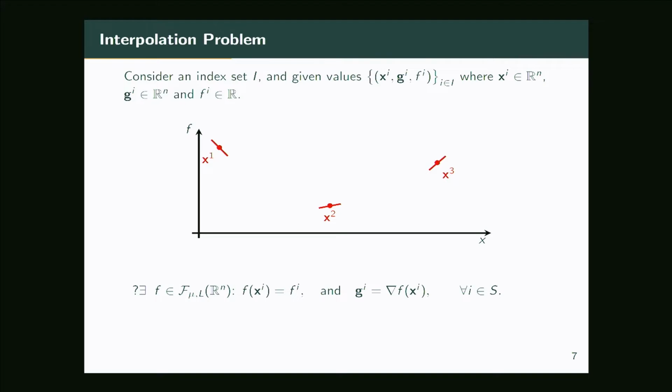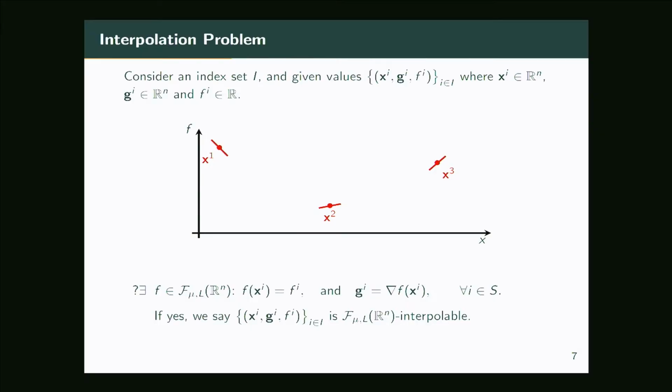The x_i will correspond to points in the domain. The g_i's will correspond to the gradients at those points, and the f_i's we would like to correspond to the function values. So given such data, the question is, do these things correspond to some function f in our class of interest, in the sense that these f_i's are just the function values, and these given g_i's are just the gradients at the given points x_i? Oops, this I has changed into an S, my apologies. Okay, so this is the interpolation question.